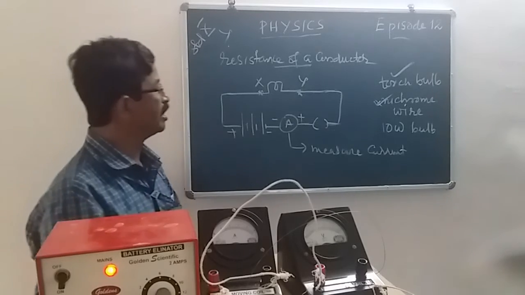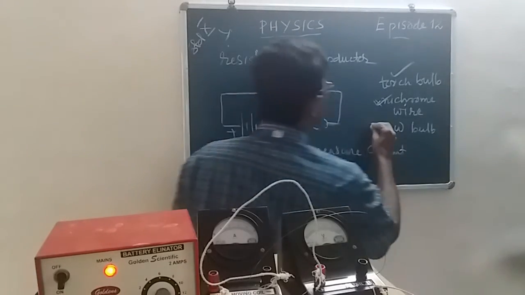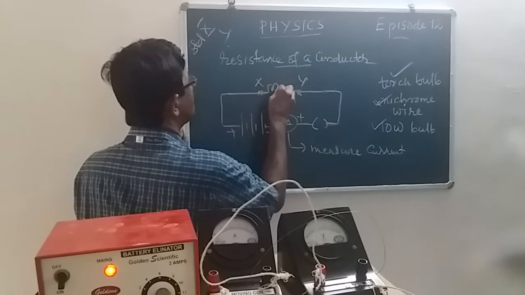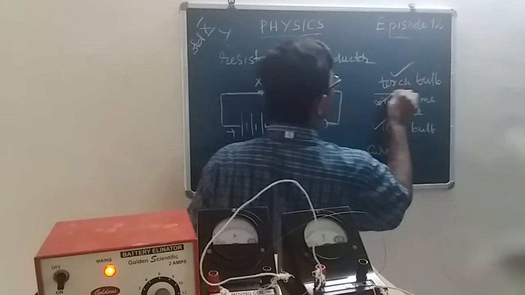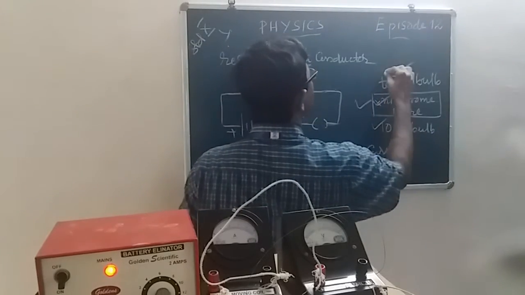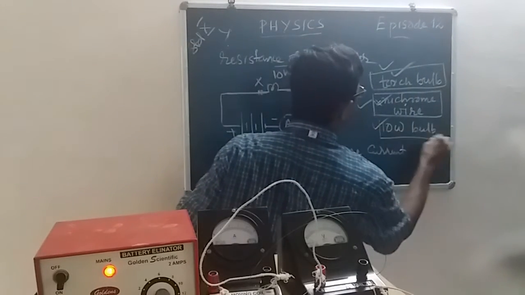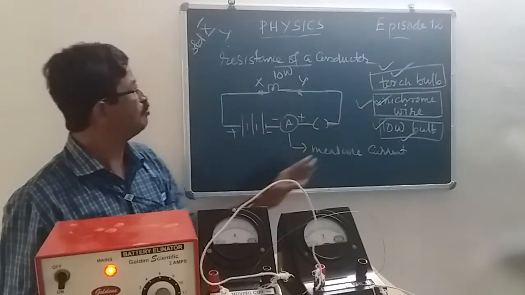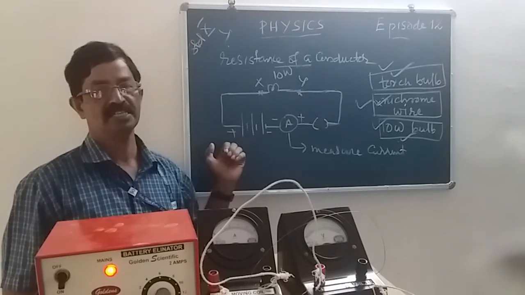Now after this we remove the torch bulb and introduce this 10-watt bulb, the bulb with the power of 10 watt. At first we included the nichrome wire in the circuit, then the torch bulb, then the 10-watt bulb. In each case, we measure the current from this ammeter.